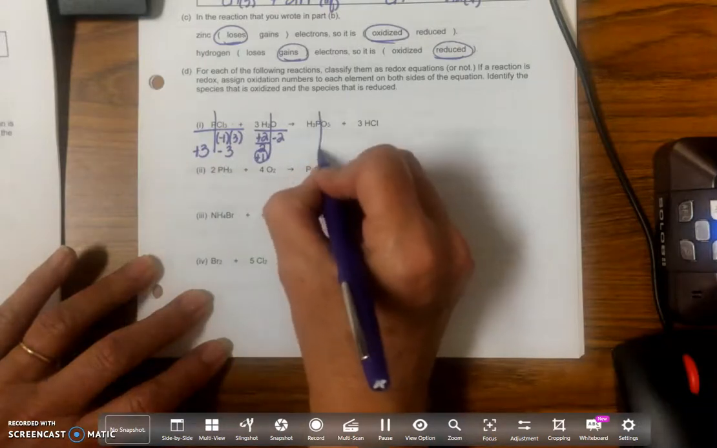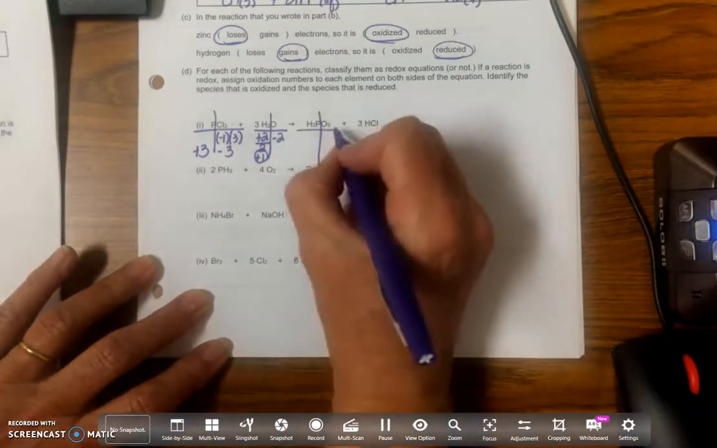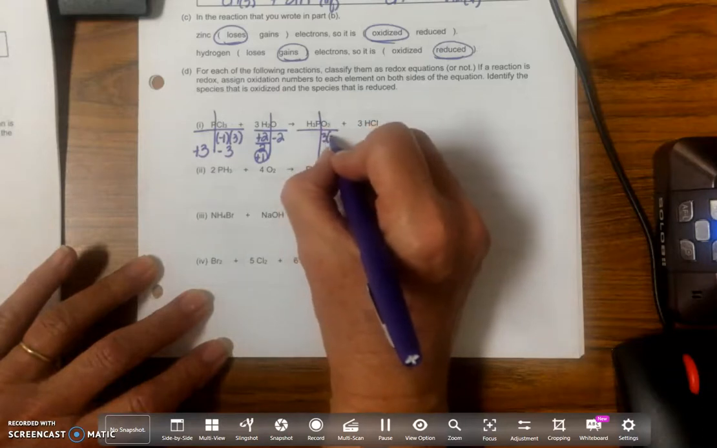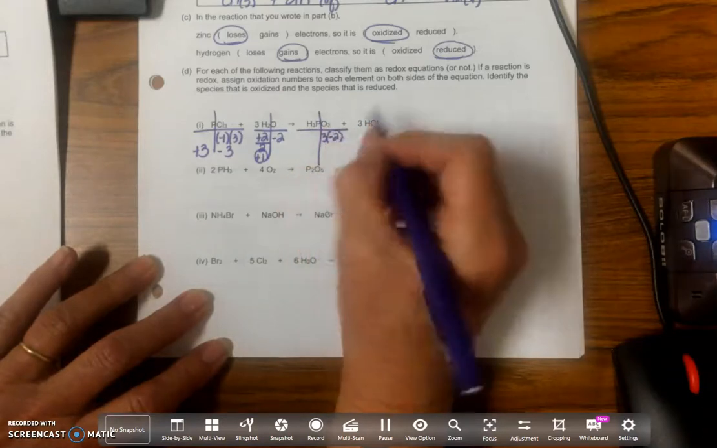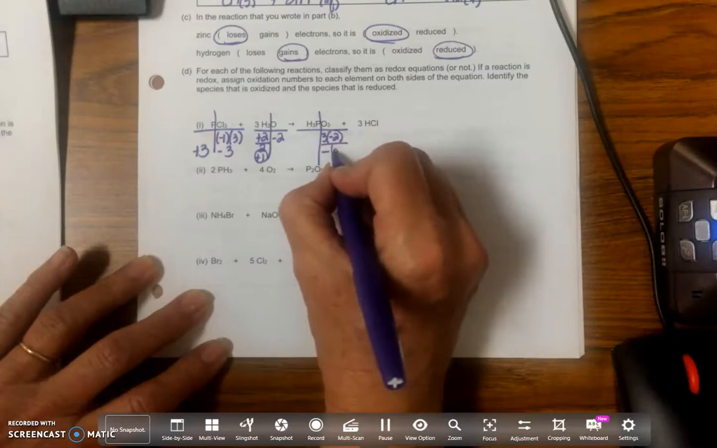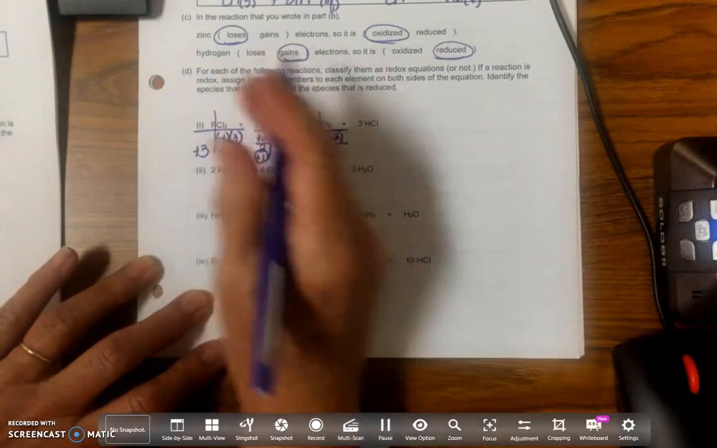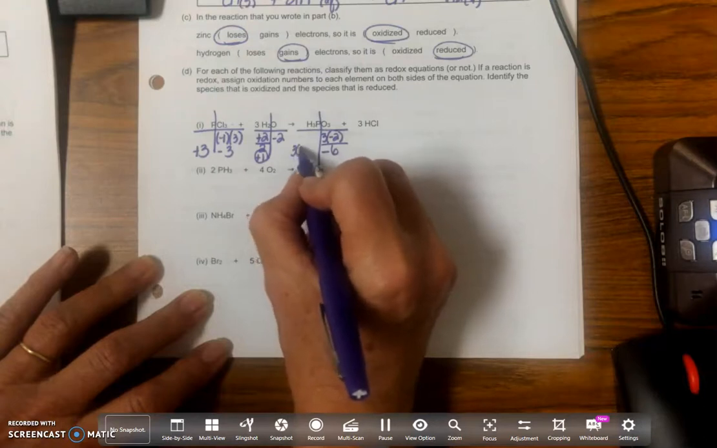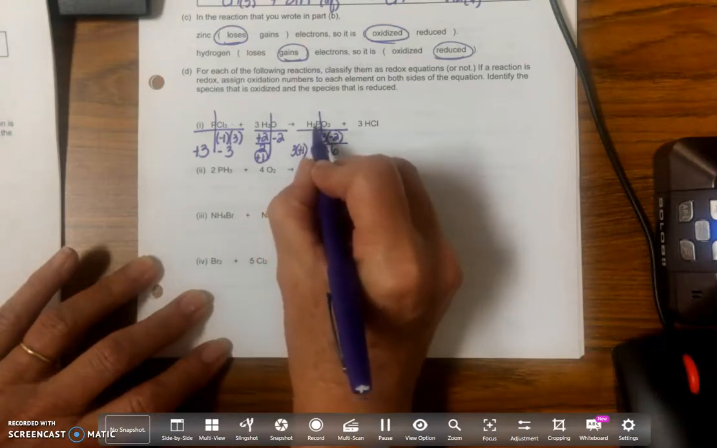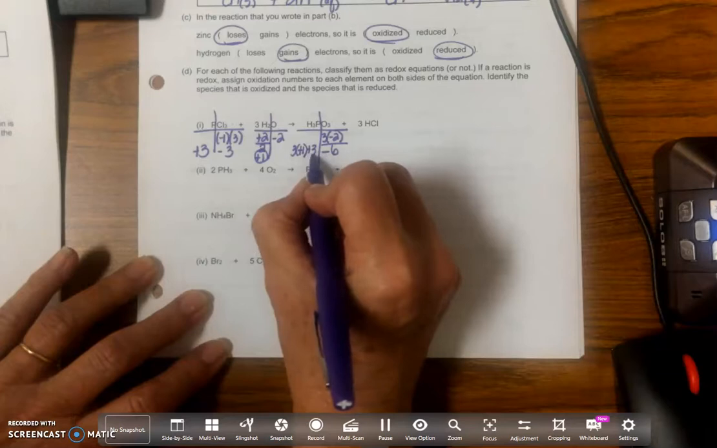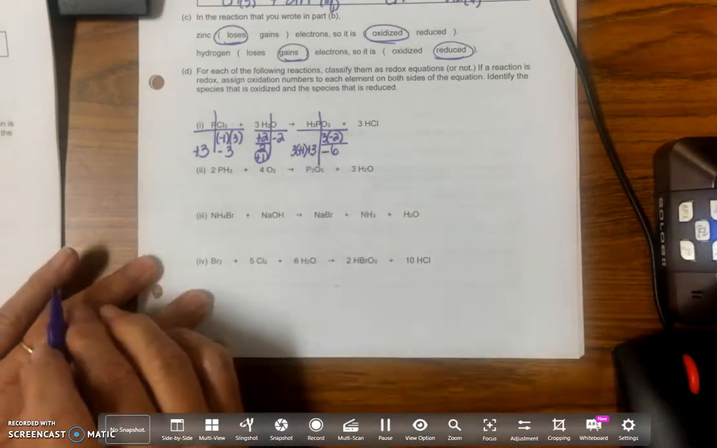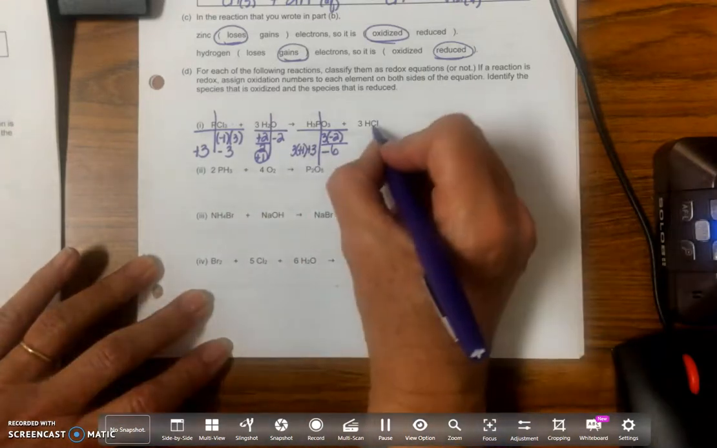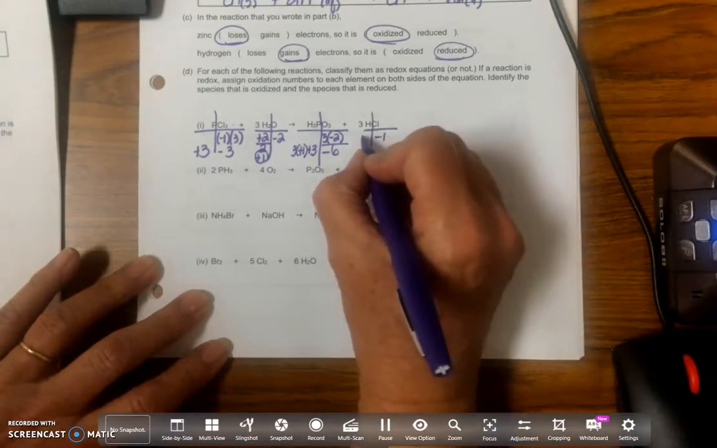Let's look at this one. It'll be a little trickier. I always like to go for the oxygens first. I've got 3 of these. They're worth -2 each. That gives me a -6. That means all of this on this side has got to be a +6. I've got 3 +1s. So that means phosphorus has to be a +3. And now both sides are neutral. This is an easy one, -1 +1.